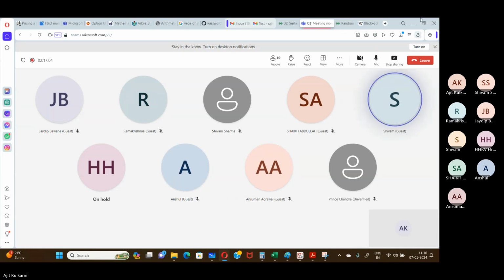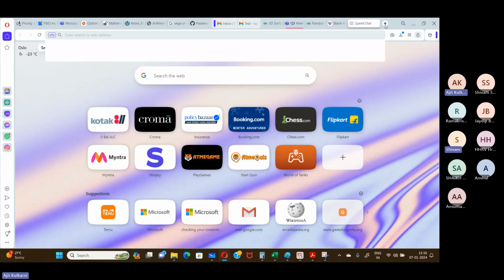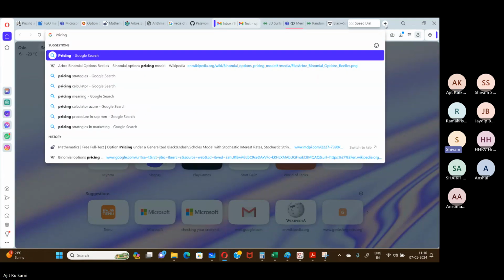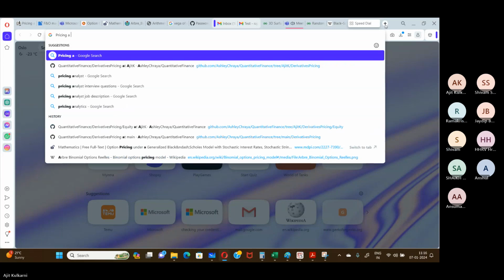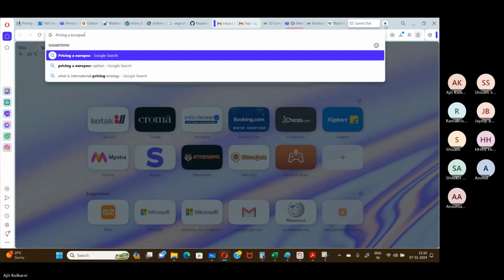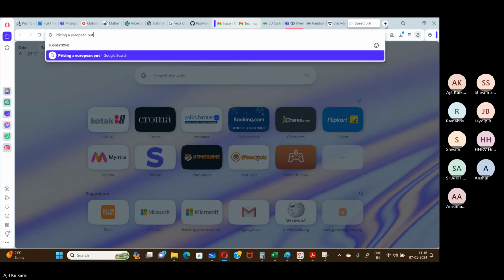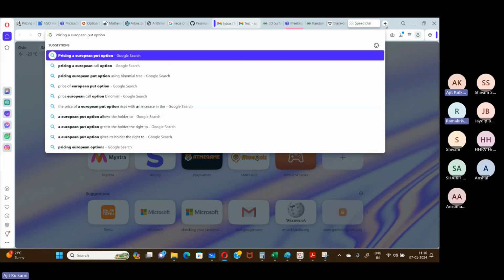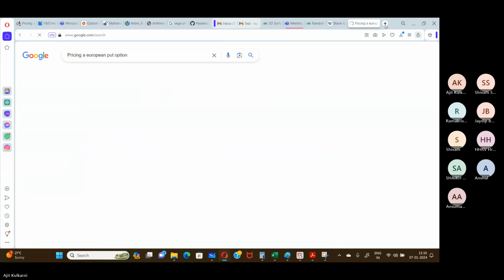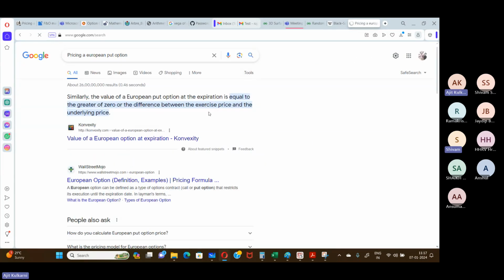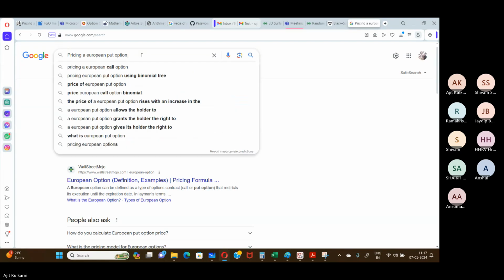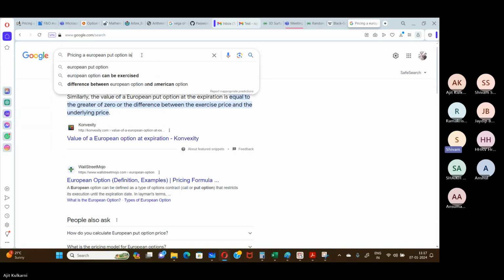Sir, in the project we have to use the numerical method to price the option, right? That is the thing, yes. And it could be any option, European, American? No, it has to be European. American will be difficult. I think this will take some time for European itself. Okay, sir.